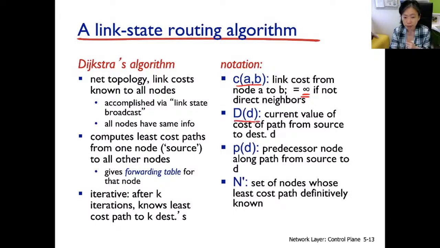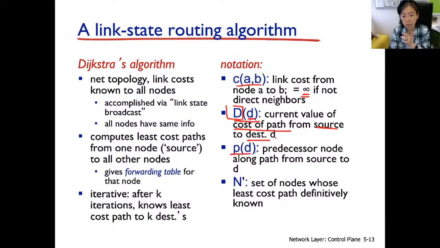Second notation is D(d). Capital D here indicates that, for a particular destination d, the path from this router doing the computation to this destination, what is the cost of the path currently? So capital D stands for distance. This is saying what is the current distance to a particular destination d for this router doing the computation.